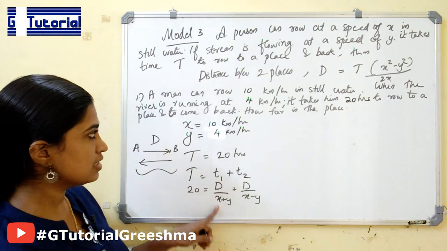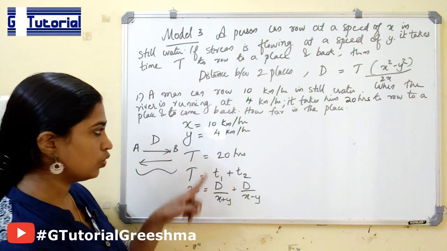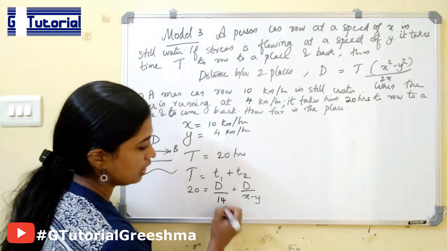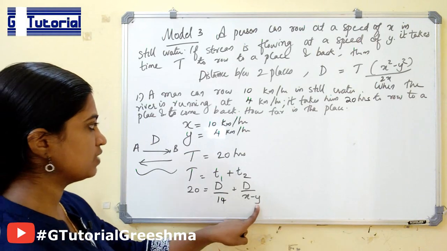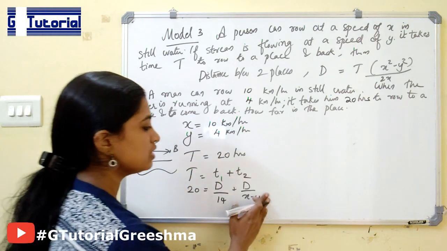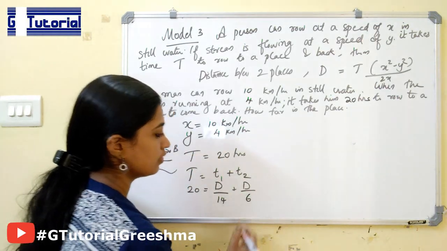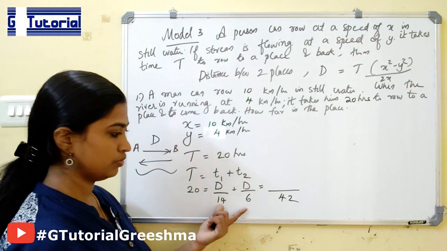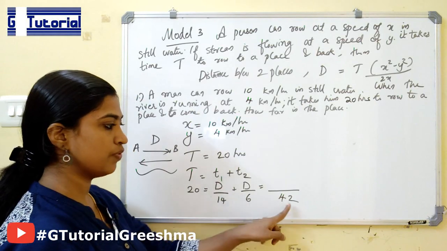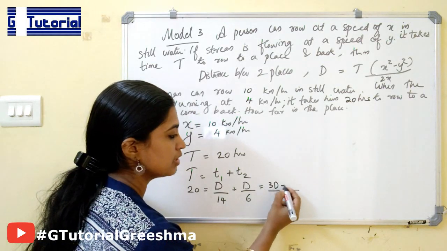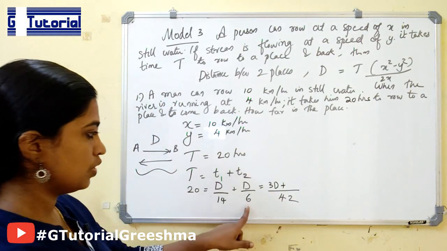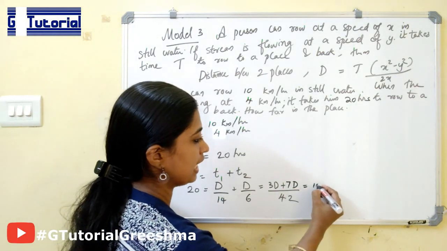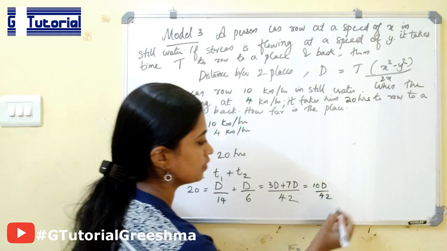Here, x is 10 and y is 4. So 10 plus 4 is 14. Next is x minus y. x minus y is 10 minus 4, which is 6. Now, if you are taking the LCM, it will be 42. 14 into 3 is 42. So 3D plus 6 into 7 is 42. So it is 10D by 42.